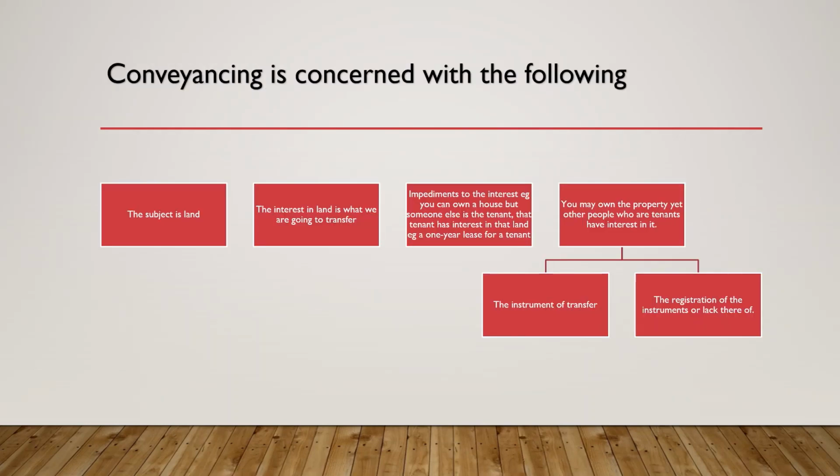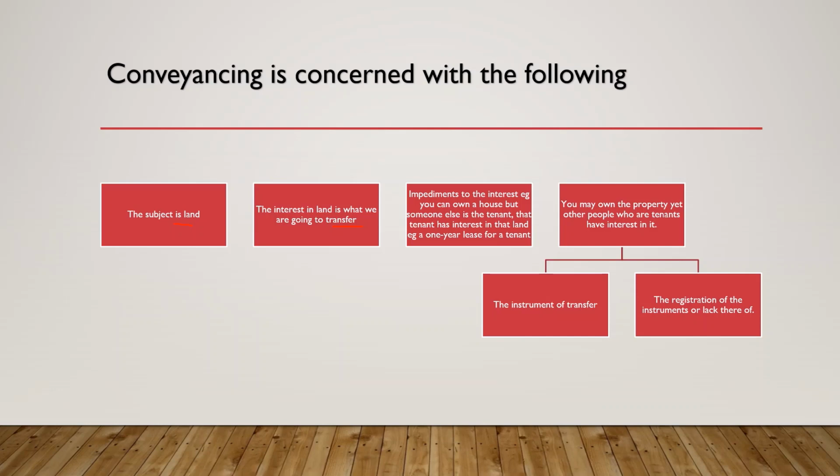As a student of conveyancing, there are certain things you need to note from the onset, and the first being that conveyancing is concerned with the following things you can see on your screen. The subject in this conversation is land, and it is the interest in land that is going to be transferred from one person to another. However, we must note that there might be certain impediments to this interest. An example would be that if someone owns a house and they lease it out to a tenant for a period of 1 year, then that tenant will end up having an interest in that particular house for that given period of time. So that becomes an impediment to the interest that the owner of the house has.